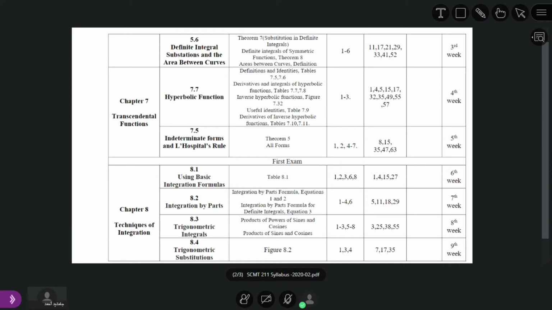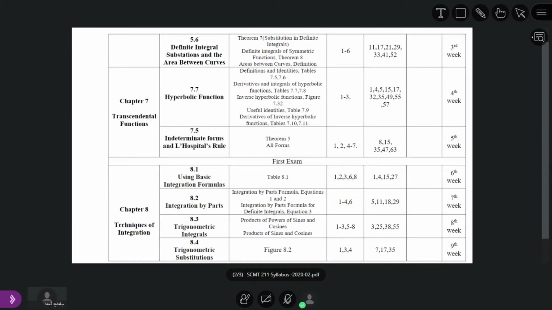So in 8.3, we will have trigonometric integrals. It is clear from this concept: trigonometric means we have sine and cosine, tan and sec, and cotan and cosec. There are three different types, and they will have different powers. Suppose sine power 7 and cosine power 6.